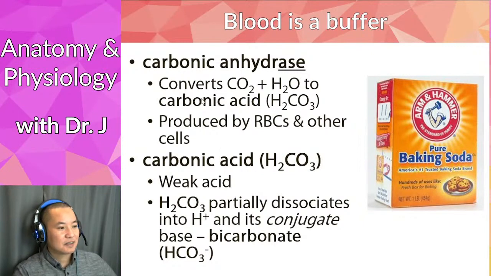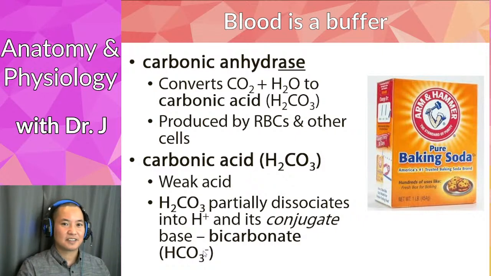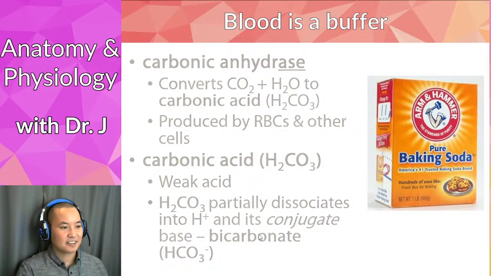But blood is a buffer, and what it does is convert carbon dioxide to this compound called carbonic acid. And carbonic acid is a weak acid, meaning that if you throw it into water, not all of the protons are going to pop off of carbonic acid, so you're going to have a mixture of carbonic acid and bicarbonate. Not all of the hydrogen ions are going to pop off like a strong acid would, for example hydrochloric acid, where you have complete separation of hydrogen and chloride. But weak acid means that some of it is still hanging on there.